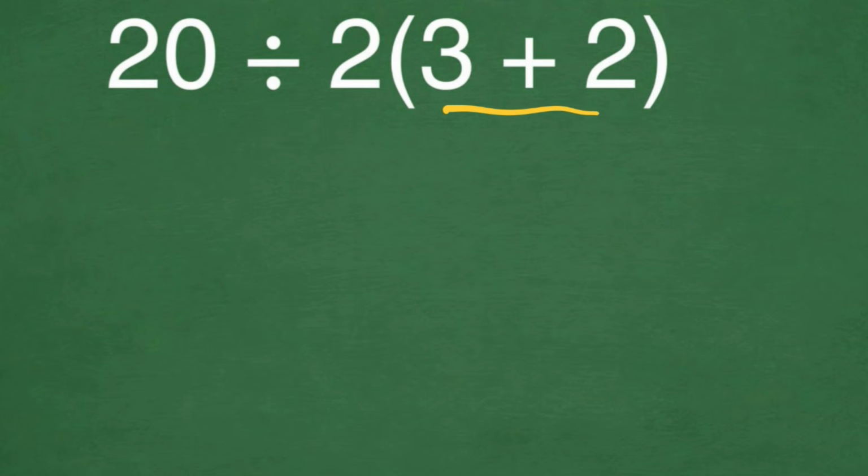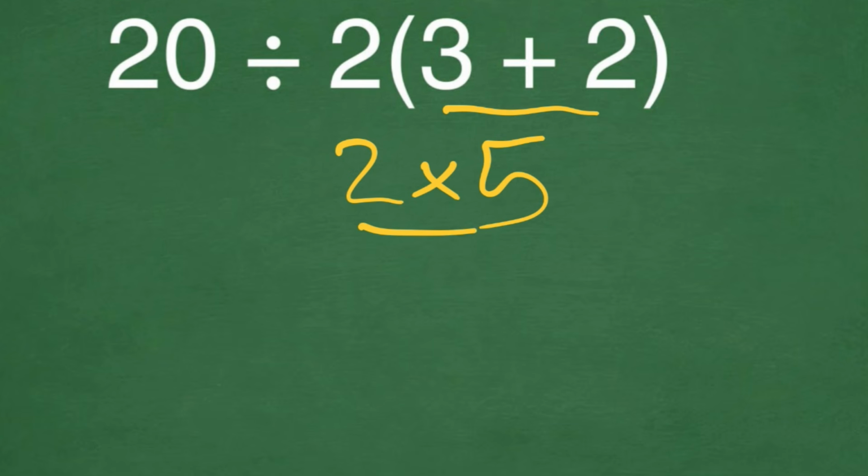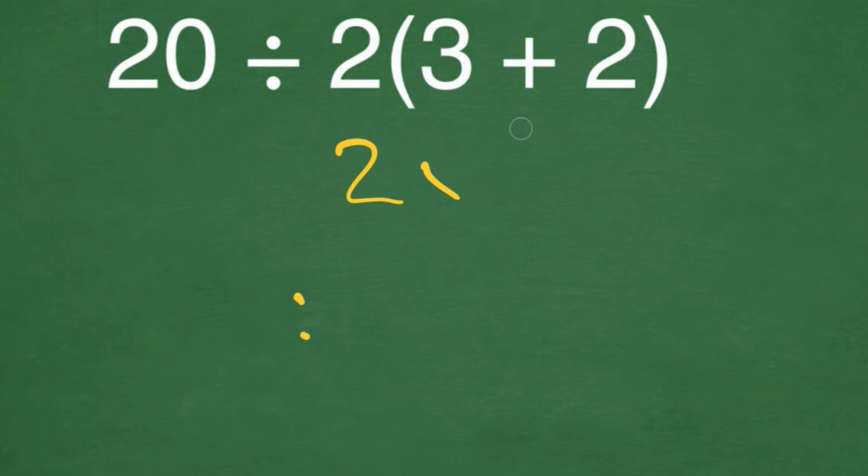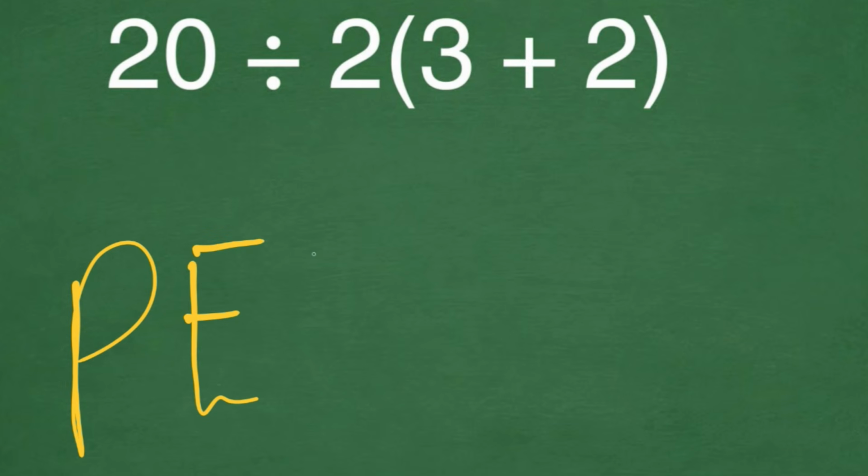3 plus 2 gives us 5, and 2 times 5 is equal to 10, and 20 divided by 10 is equal to 2. But this answer is not correct, because according to the order of operations, PEMDAS, the rule PEMDAS, which I will write here real quick.